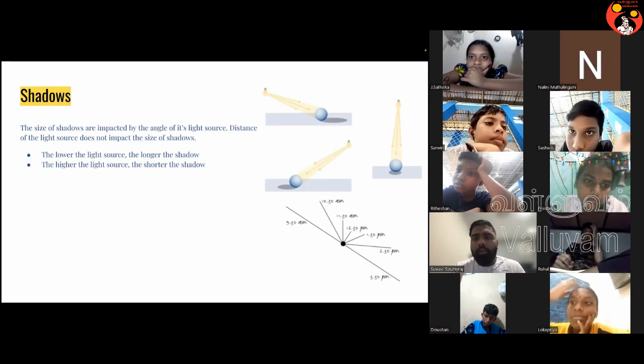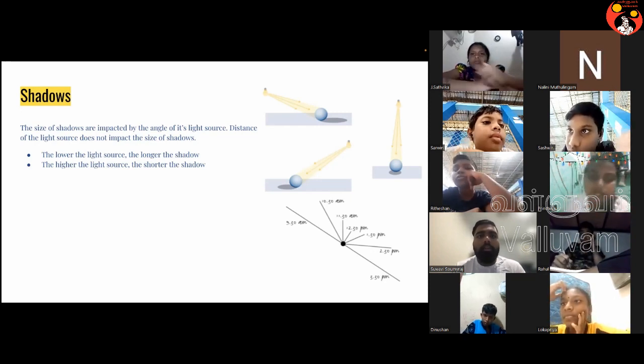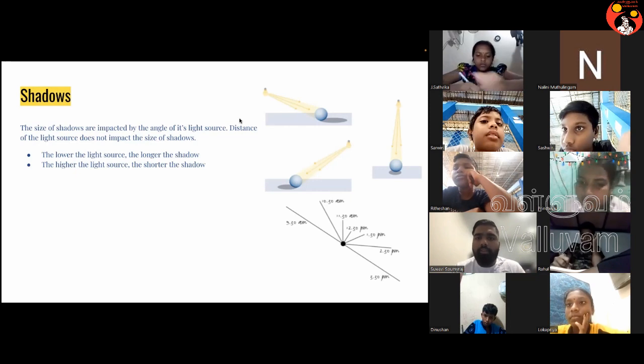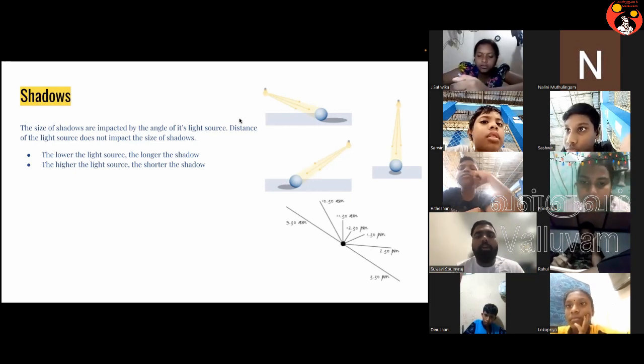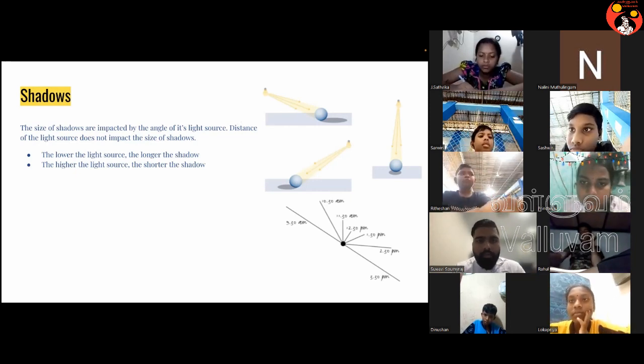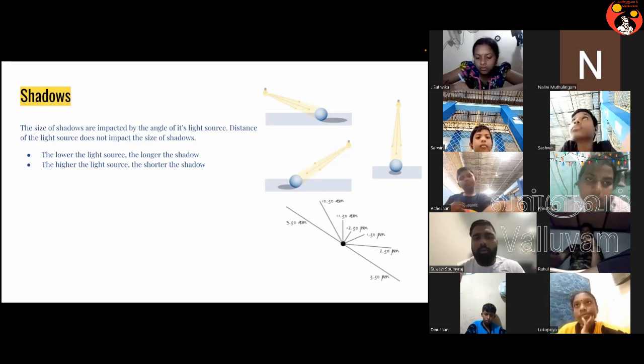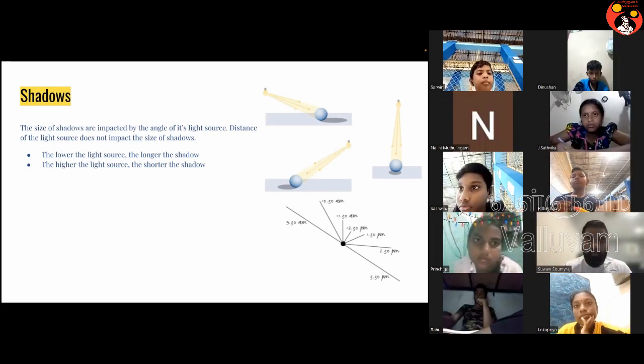Before I go on, I just want to put it out to the class. Does everybody understand the two things I just went through with shadows? So talking about how they're formed and then also how their size is impacted. Dinishan, I see your hand up.